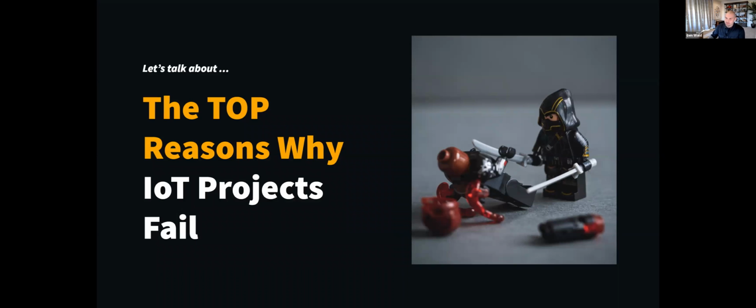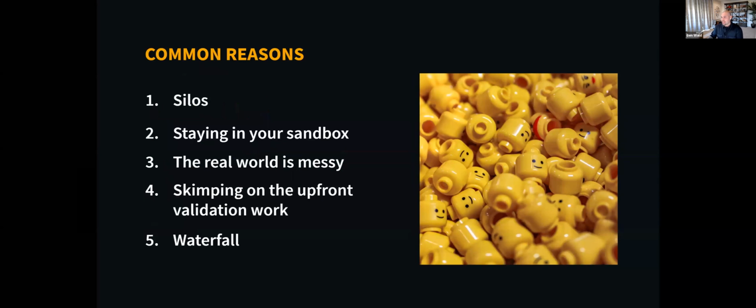Let's start again by talking about the top reasons why, from our perspective, IoT projects fail. Some of those really common reasons are silos, staying in your sandbox, the real world is messy, skimping on the upfront validation work, and choosing a methodology of waterfall. Let me go through those in a little bit more depth.